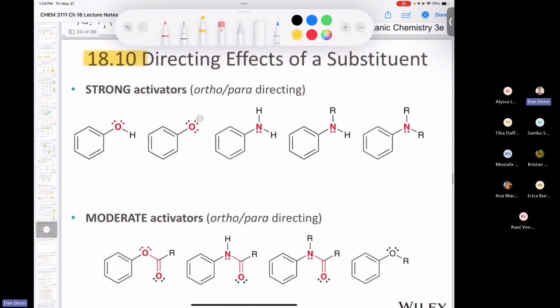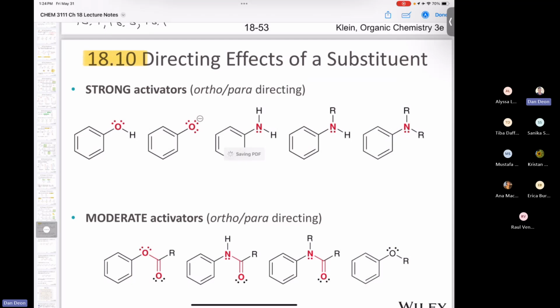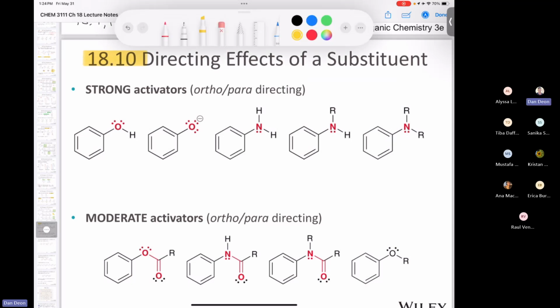So first of all, you probably notice some commonalities with all the strong activators, whether it's a phenol, phenoxide, aniline, some kind of substituted aniline or disubstituted aniline. What you notice is that the atom that is attached to the aromatic ring, they all have a lone pair on them, right? They have a lone pair here, here, here, and here that is not delocalized outside the ring, okay? They're delocalized inside the ring. You could draw the resonance forms for any of these where you show the lone pair being delocalized inside the ring. Yes, you could do that, but the lone pair is not delocalized outside of the ring.